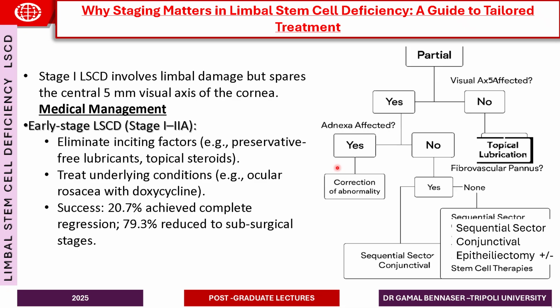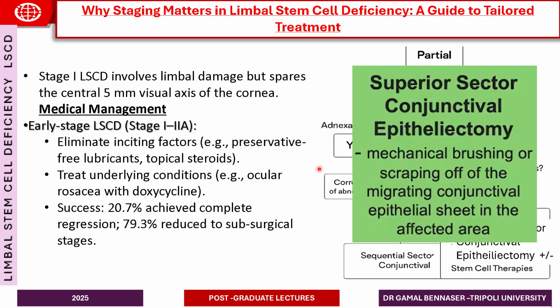However, if there is partial disease with affection of the central 5 millimeter, so up to stage 2A, stage 2A means that there is less than 50% involvement of the limbal cells. So in these cases, medical treatment may be sufficient to keep the function of the remaining limbal stem cells and restore the function of the damaged limbal stem cells. So for partial disease with stage 1 and stage 2A, we have a place for medical conservative management.